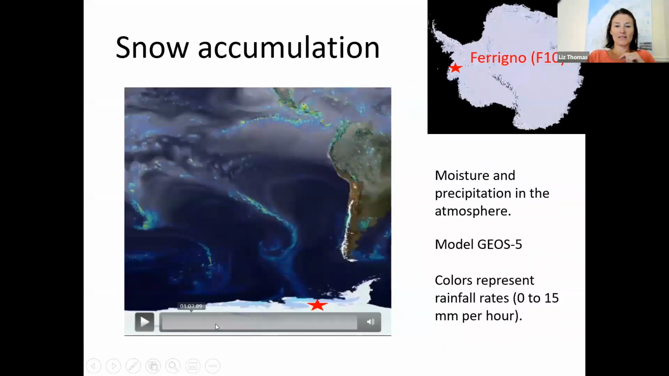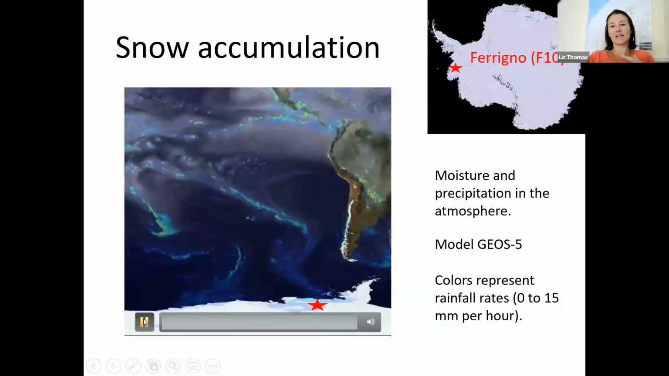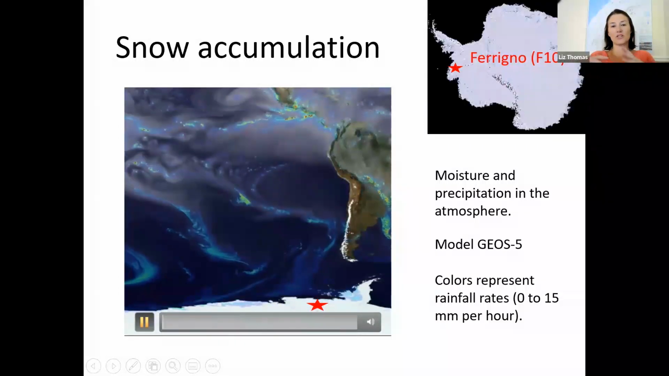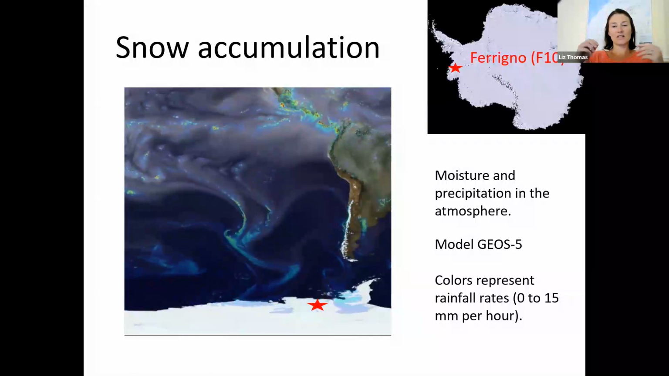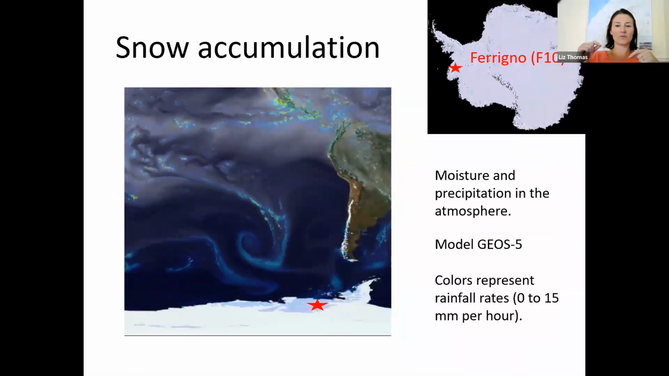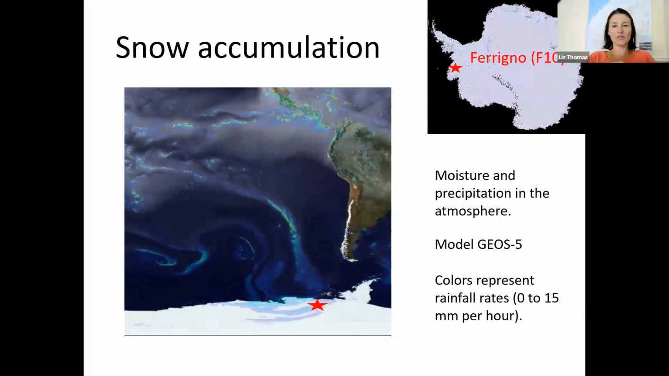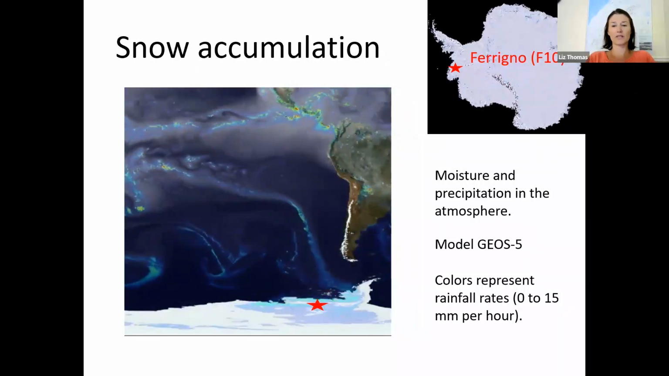So again, I like these little videos just to show it, but now taking a slightly different view. And this one is just focusing on just the moisture in the atmosphere. And just showing you down here, the star is actually an ice core site that I've worked on quite a lot, which is the Foligno ice core from coastal Ellsworth Land.